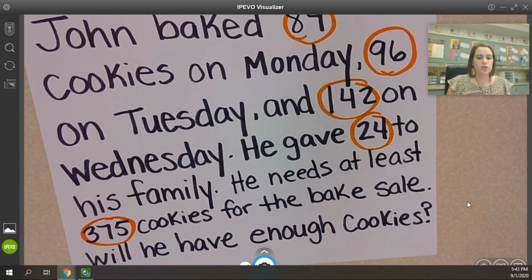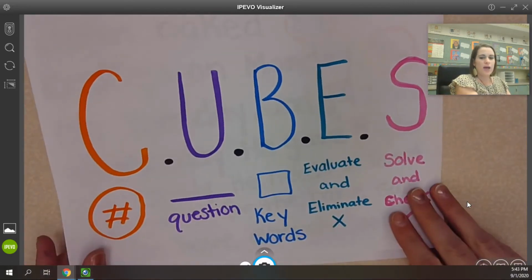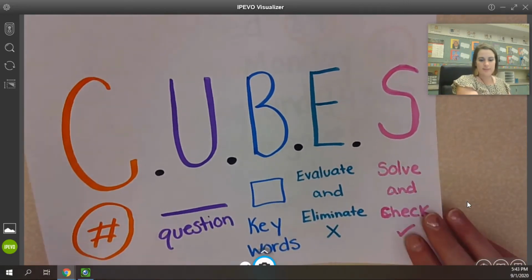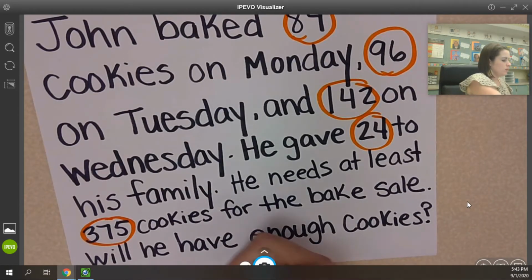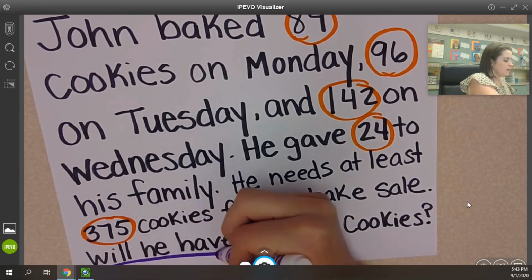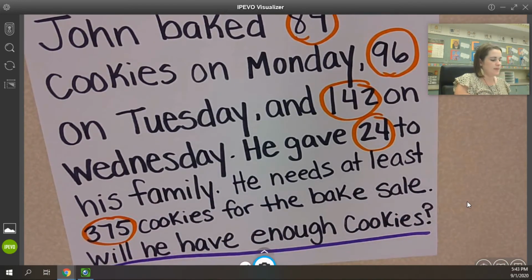Okay, so now I circled the numbers. Now the next one is our U. I want to underline the question. So the question is, will he have enough cookies?